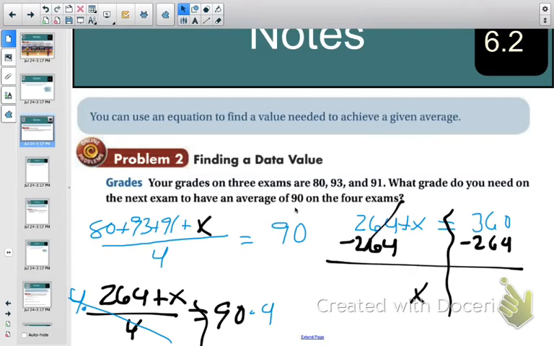And then we get x equals 96. So if you want to average a 90 on the 4 tests, then you have to get a 96 on the final test. So we can do that when you're given a mean. We want it to be 90. You can figure out what the other scores need to be.